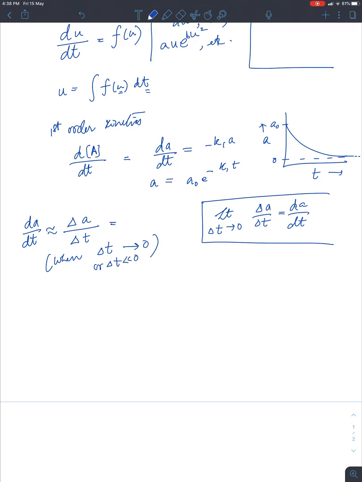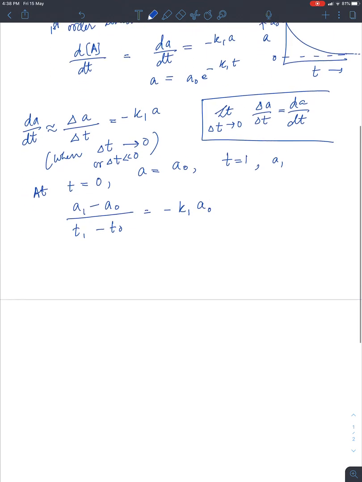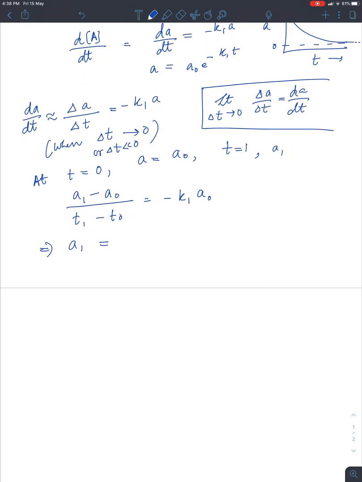So now if we write that, and let's say that is equal to minus k1 A, then at t equal to 0 we have A is equal to A0. At t equal to 1, let us say A1, okay? Then what do we have? A1 minus A0 over t1 minus t0 is equal to minus k1 A0. So A1 is equal to A0 minus k1 A0 into delta t, whatever is delta t, or t1 minus t0.